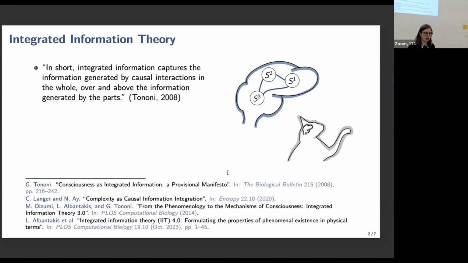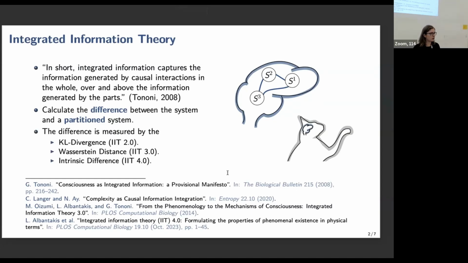Now, of course, there are different ways in which we can partition a system. In the later versions of IIT, that can be very difficult, with minimum information partitions, some minimizing, some maximizing. But in essence, it's partitioning the system. And then, secondly, there's a difference in how you calculate this difference between the partitioned system and the whole system. In IIT 2.0, for example, that was the KL divergence, in 3.0, the Wasserstein distance, and in 4.0, they have defined a new measure, the intrinsic difference, for calculating this distance.